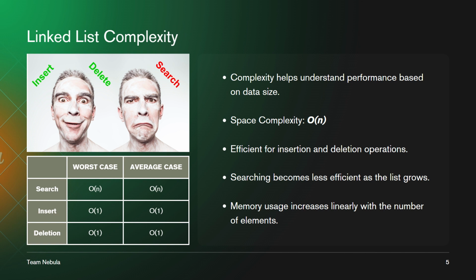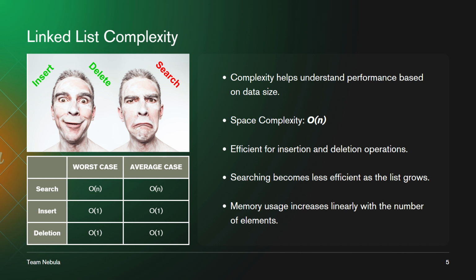However, when it comes to inserting and deleting elements, linked lists shine the best. In both the worst and average cases, the complexity is big O of 1. And that means that no matter how big the list is, adding or removing an element takes about the same amount of time, just one step. So this makes linked lists great for dynamic data structures.